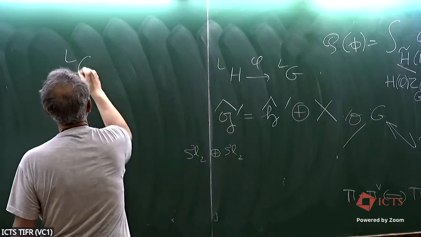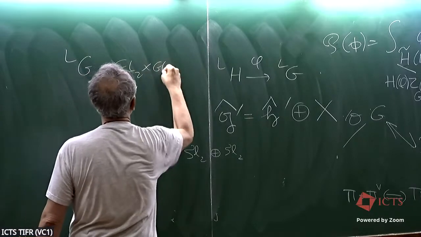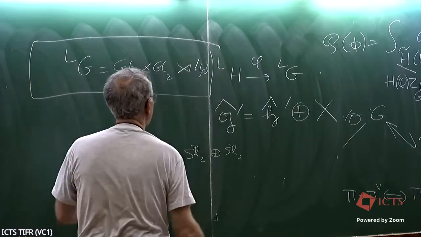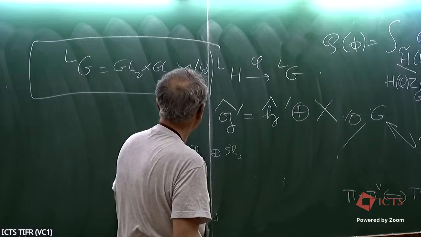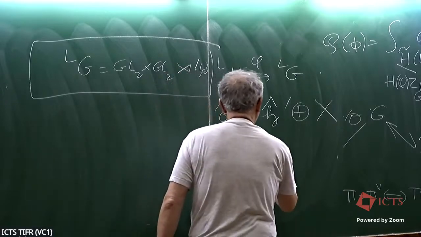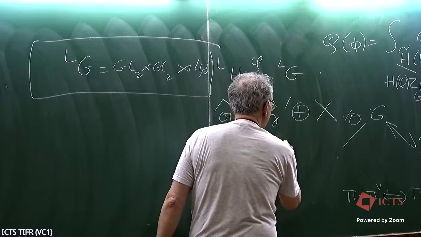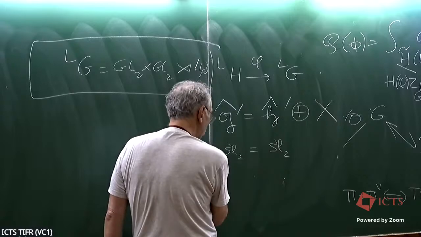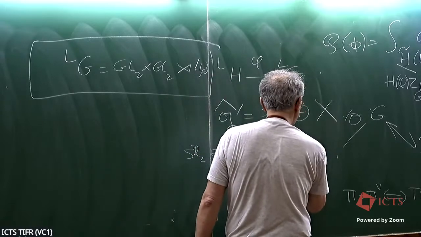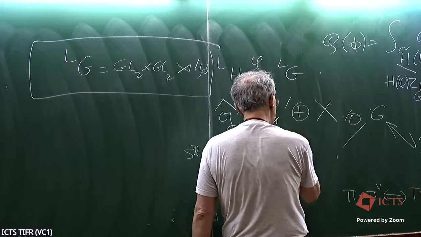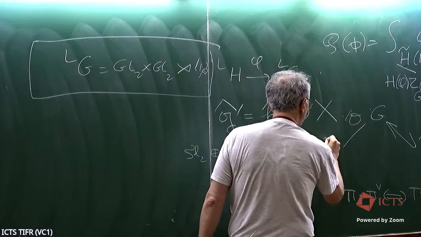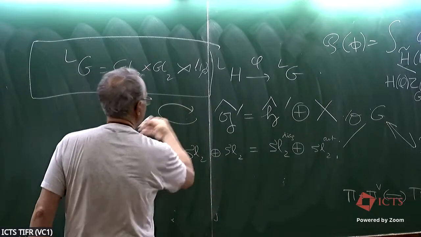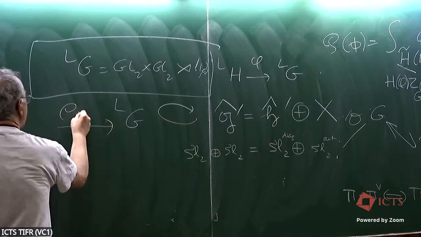I remind you that the L group of G is GL2 times GL2 semi-direct product with the Galois group. So if you go to the semi-simple part, you get SL2 plus SL2, and here you will have, of course, SL2, and I remind you that the embedding is diagonal here. This is phi. Phi is diagonal. So here you will have another SL2, but anti-diagonal. So this is SL2 diagonal, and here SL2 anti-diagonal. And I remind you that there is an action of the L group. This is the adjoint action, but there is a Galois representation.